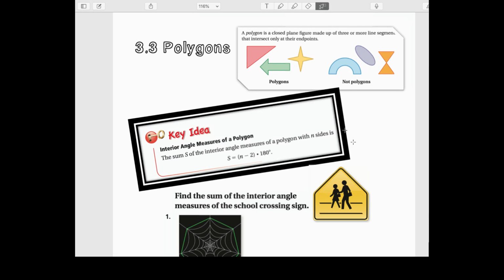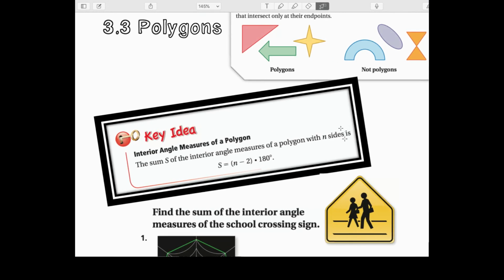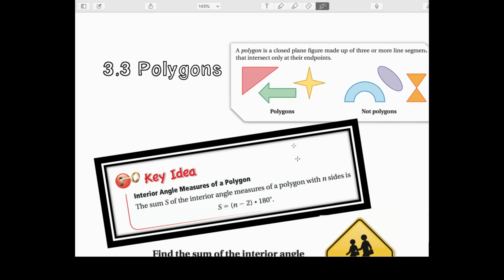Polygons are defined in 3.3 as a closed plane figure made up of three or more line segments that intersect only at their endpoints. I want to clue in on line segment. A line segment means that every single one of these sides will be part of a line. Since you have these sides over here that are part of a curve, these would not be polygons.